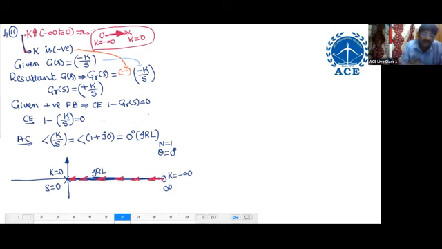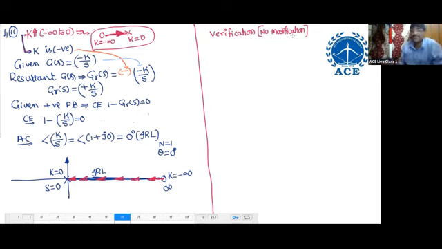If you have any doubt, do the verification. Verification means don't do any modification. No modification. As it is, you substitute. Given the characteristic equation, given g of s, as it is, you substitute.